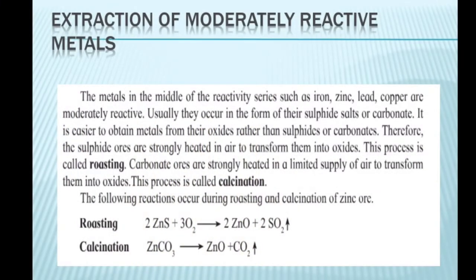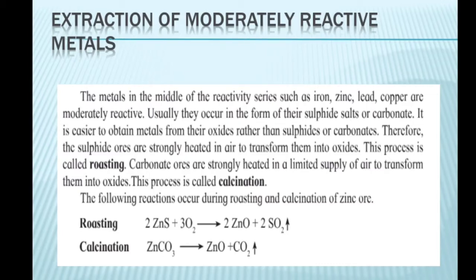Extraction of moderately reactive metals. The metals in the middle of the reactivity series, such as iron, zinc, lead, copper, are moderately reactive. Usually they occur in the form of their sulfide salts or carbonates. It is easier to obtain metals from their oxides rather than sulfides or carbonates. Therefore, the sulfide ore is strongly heated in air to transform them into oxides.